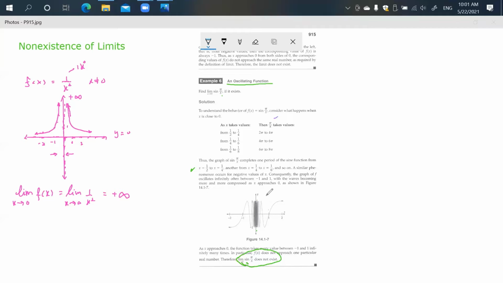If you have a TI graphing calculator, the Texas Instruments, you can try this one. It will show you the same. So we say this limit doesn't exist. I think these are the examples for non-existent limits.